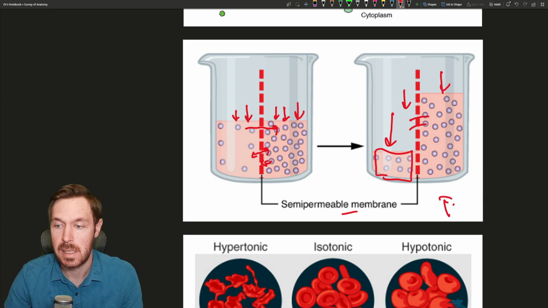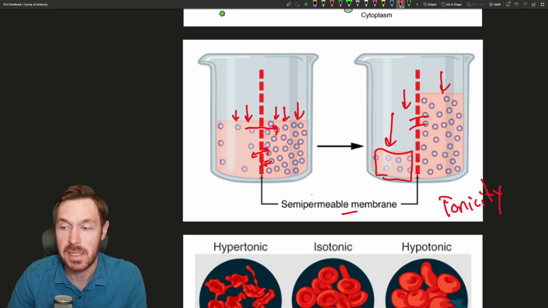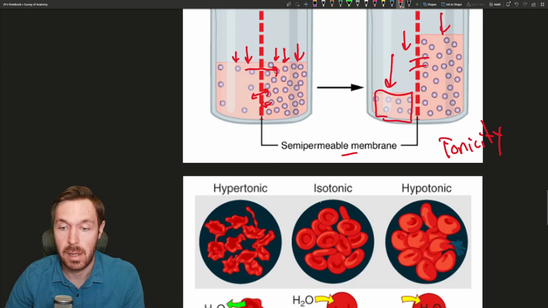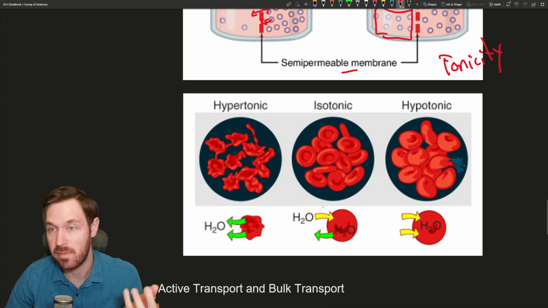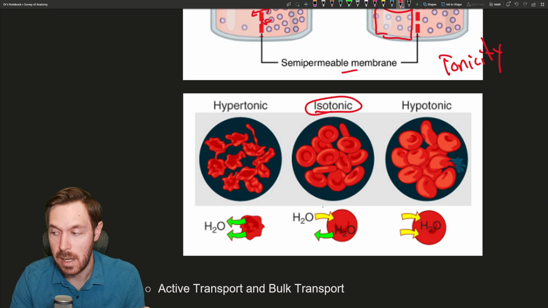And this is known as tonicity. Or osmosis specifically is the movement of water, but tonicity is the movement of water in our cell membranes if they're in a different environment. So if everything is equal inside and out, it's known as isotonic. It's an equal movement in and out, and the solute concentration is equal.